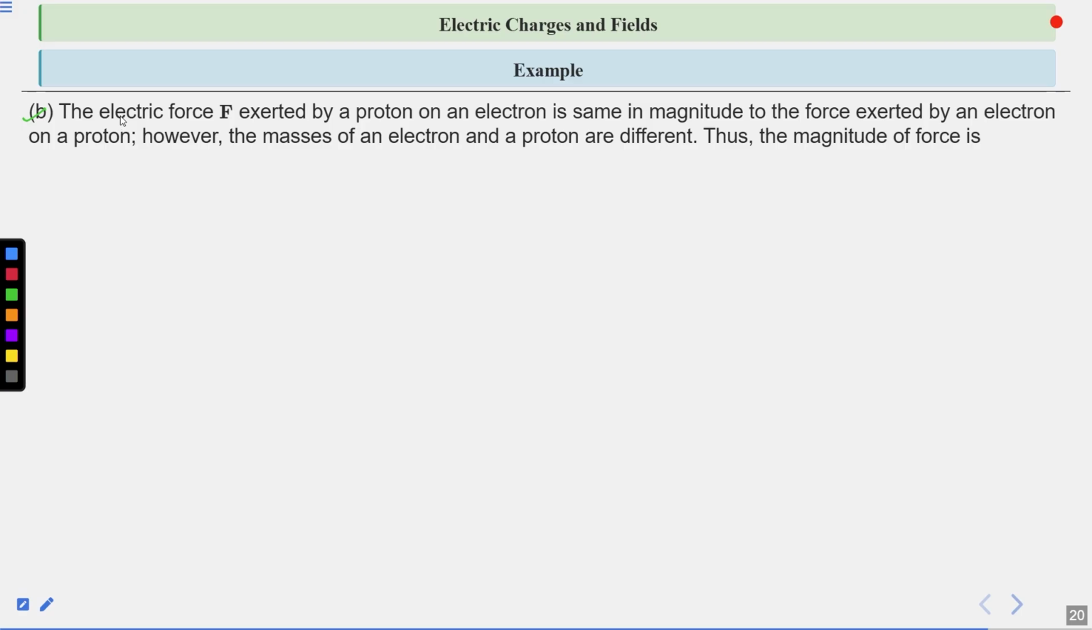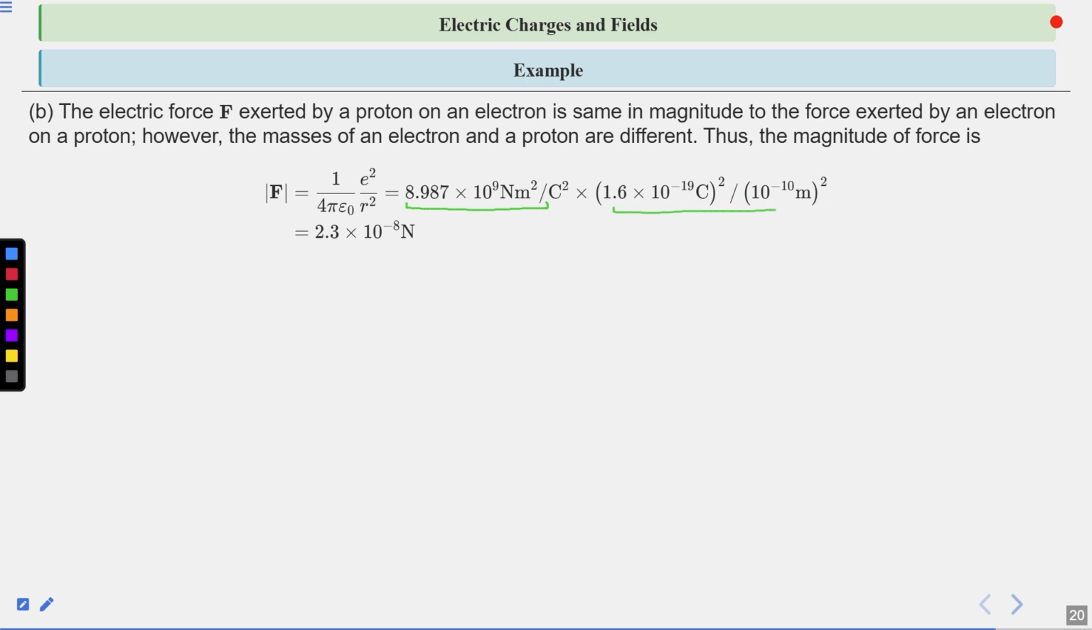Second, the electric force F exerted by a proton on an electron is the same in magnitude as the force exerted by an electron on a proton. However, the masses of an electron and proton are different. Thus, the magnitude of force is 1 upon 4 pi epsilon naught, e square divided by R square. When we solve this, we get 2.3 into 10 raised to the power minus 8 Newton.